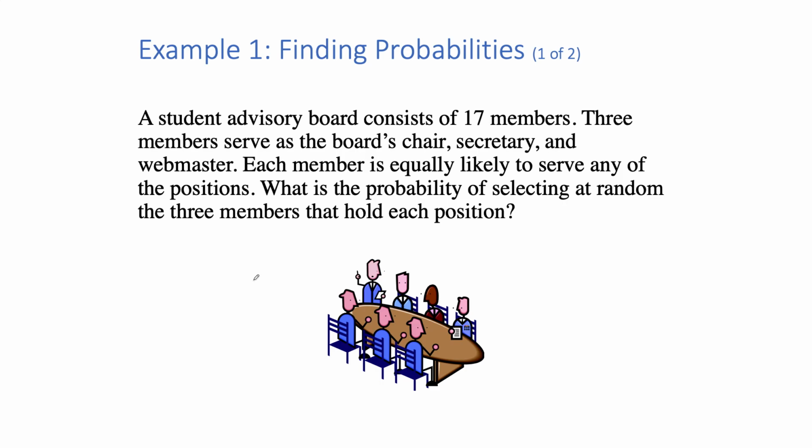All right, so here's the setup for the first example. A student advisory board consists of 17 members, right? 3 members serve as the board's chair. So the 17 members are available for choosing, and you're trying to select for 3 positions: chair, secretary, and webmaster. What is the probability of selecting at random the 3 members that hold each position?